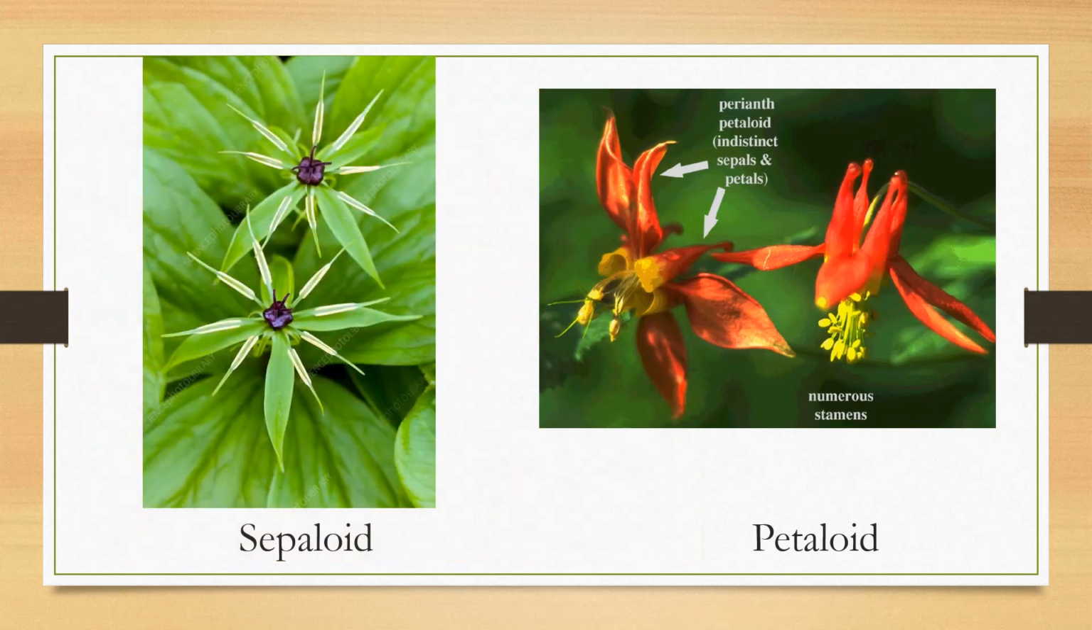Here you can see a sepaloid perianth in the first picture, where the sepals and petals are fused together but green in color. And in the second picture you see sepals and petals are fused together but they are colored. They are brightly colored, which is called petaloid perianth.